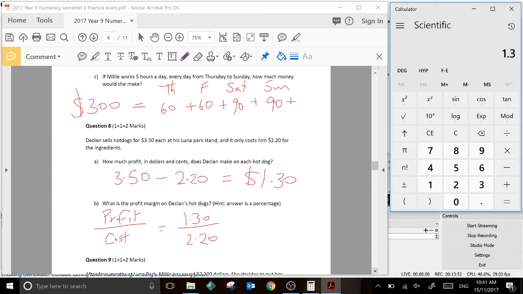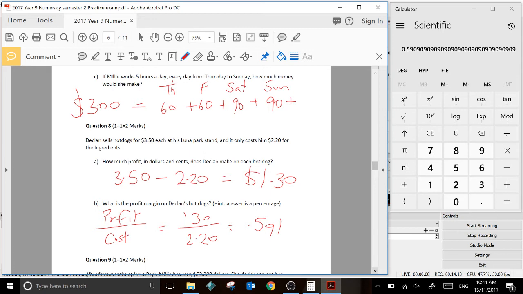So we're going to do that on the calculator. $1.30 divided by $2.20 is going to be 0.5950590590590, and that's going to give us 0.591 if we round that and see the number over on the calculator.